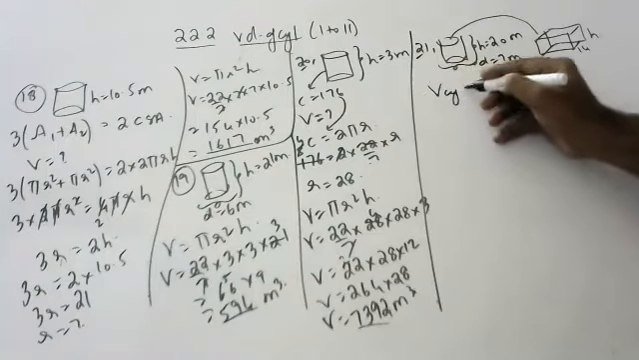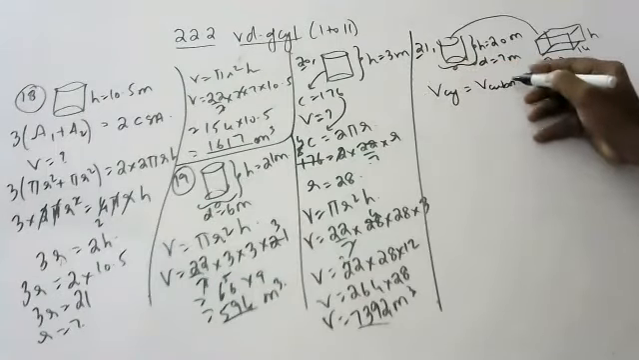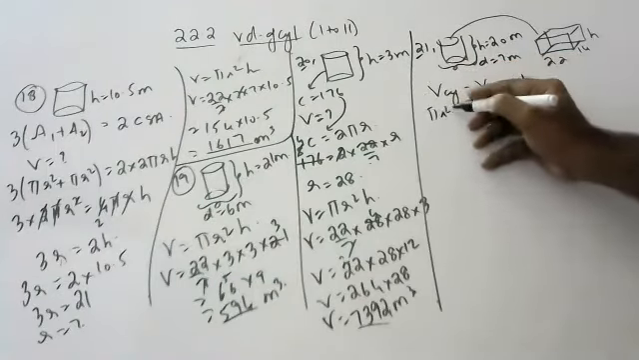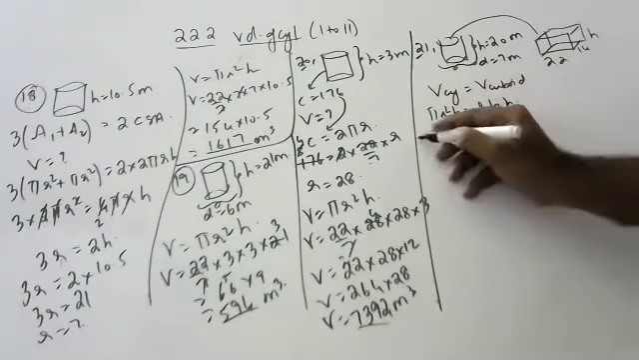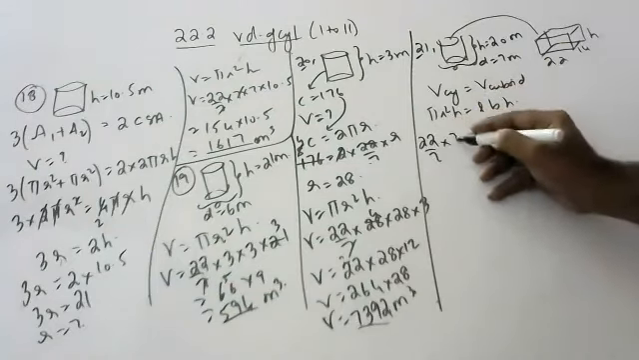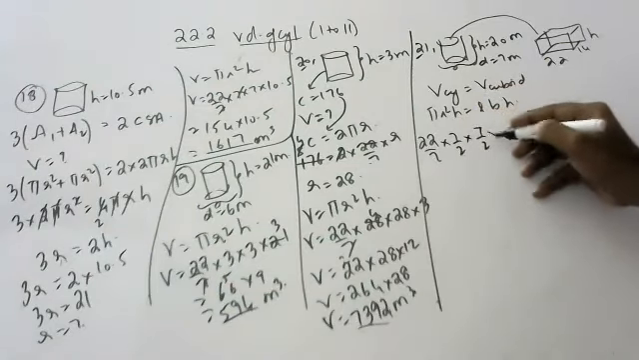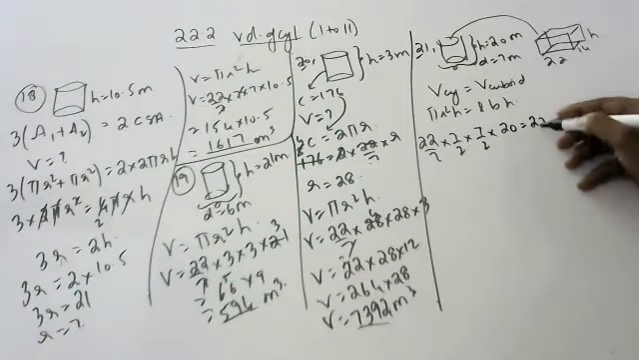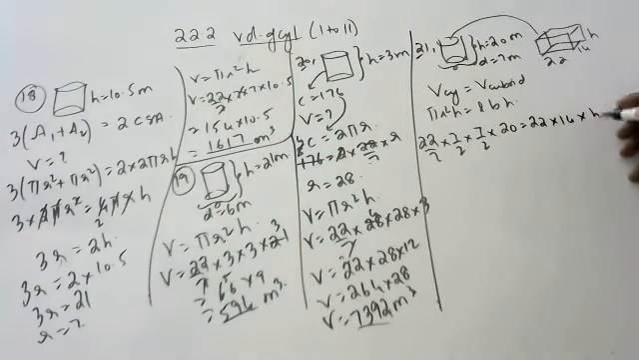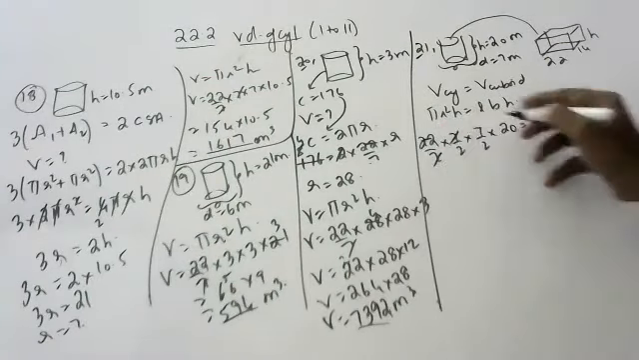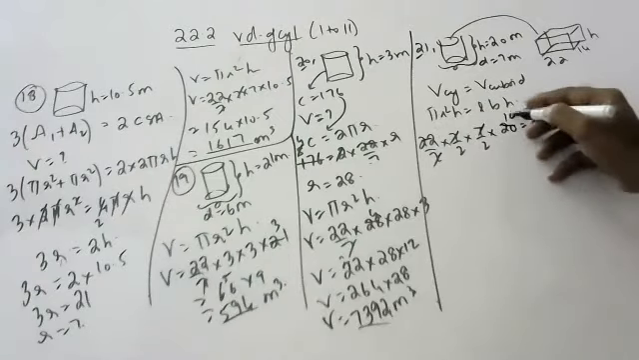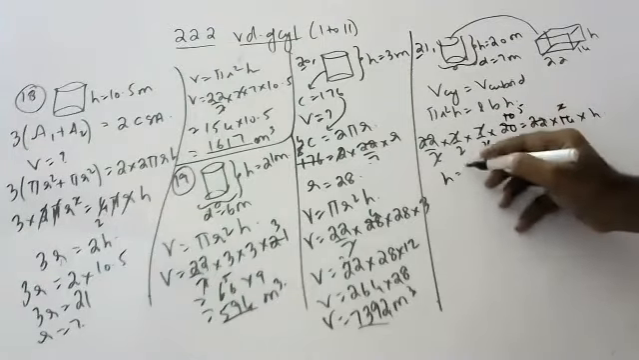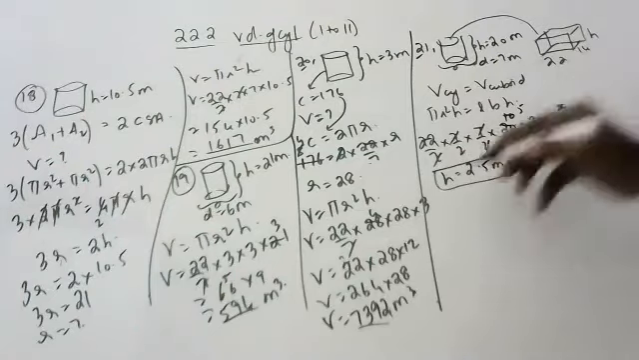First, volume of cylinder is equal to volume of cuboid. Pi r square h is equal to length into breadth into height. 22 by 7 into 7 by 2 into 7 by 2 into 20 is equal to 22 into 14 into height. 22 and 7 cancel. 2s are 2, 2s are 10s are 2, 10s 5. So height is 2.5 meter, the height of this cuboidal platform.